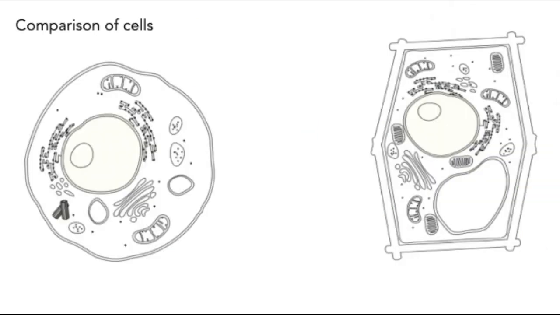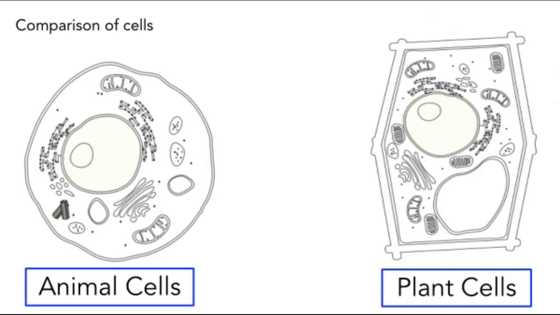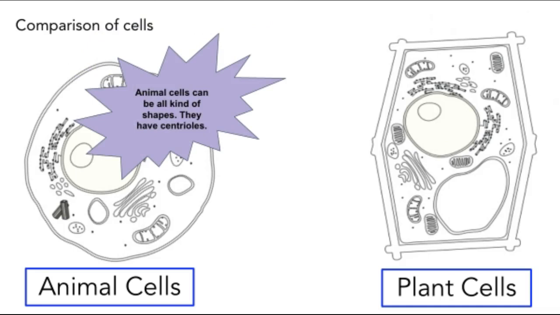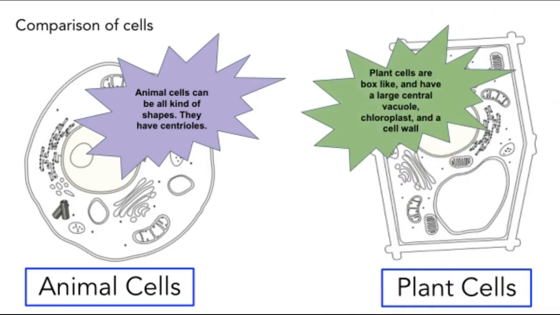So let's compare these one more time. Animal cells versus plant cells. In animal cells, we have all kinds of shapes, and they have centrioles that help with cell division. While in plant cells, they're typically box-like, have a large central vacuole, have chloroplasts, and also have cell walls.